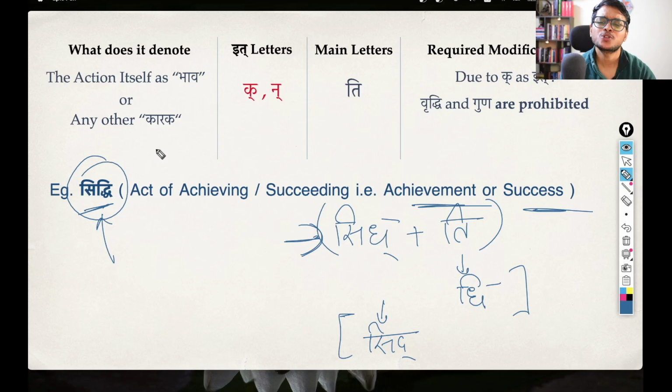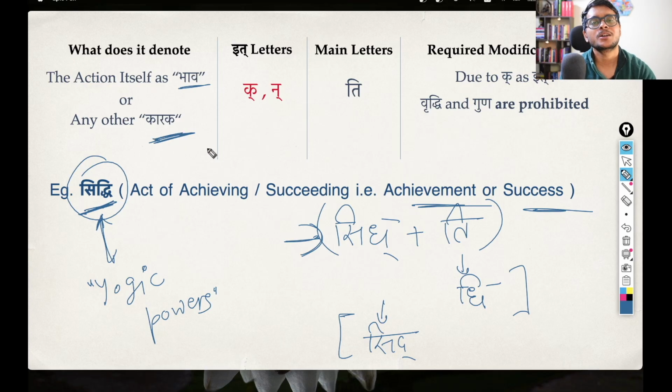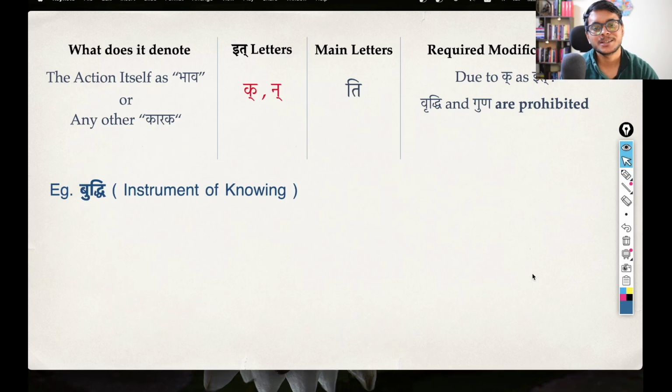Okay, and the siddhi also is used in the sense of karana karaka. Siddhi is also used in the sense of that through which you achieve something. Because a lot of times this siddhi represents the yogic powers. So siddhi in the sense of bhava also, siddhi in the sense of karana karaka also. So I hope it is clear. Let us take another example.